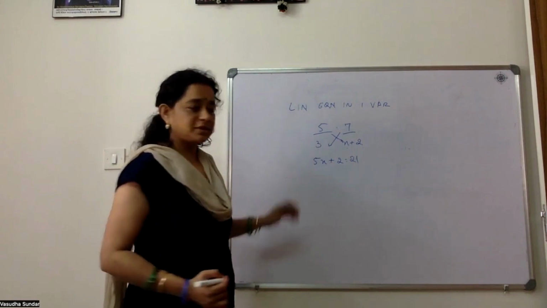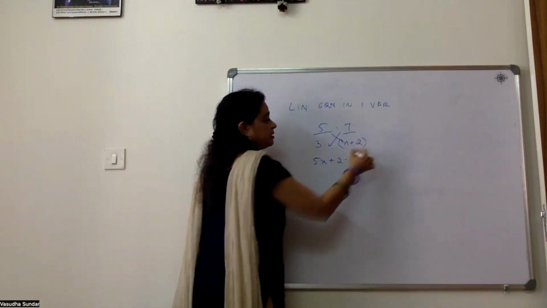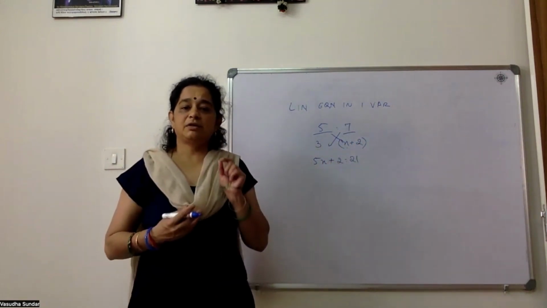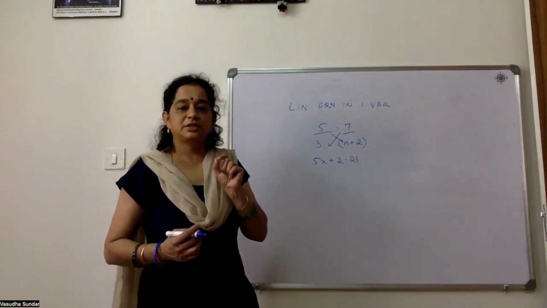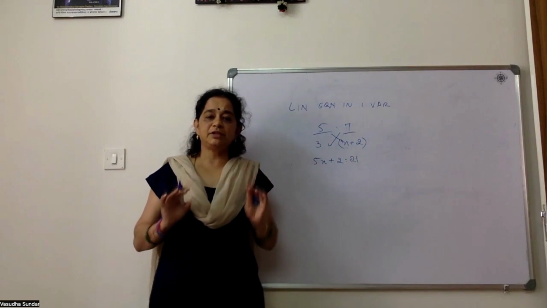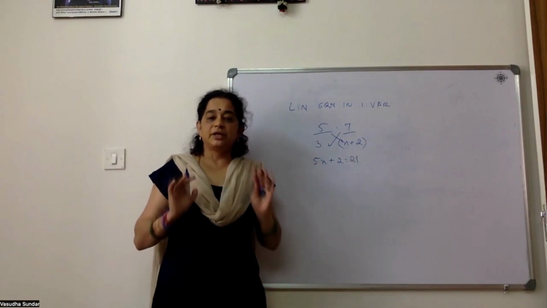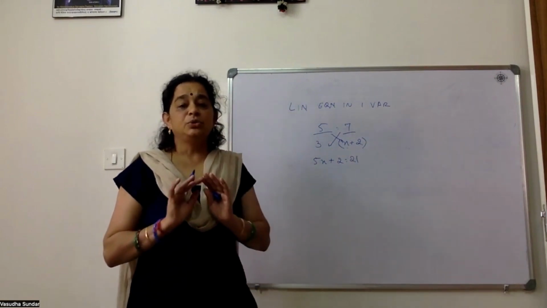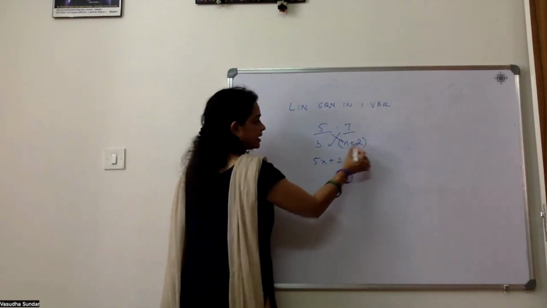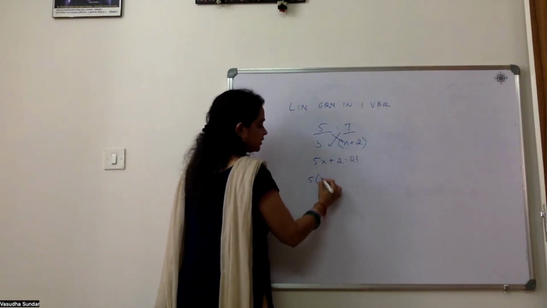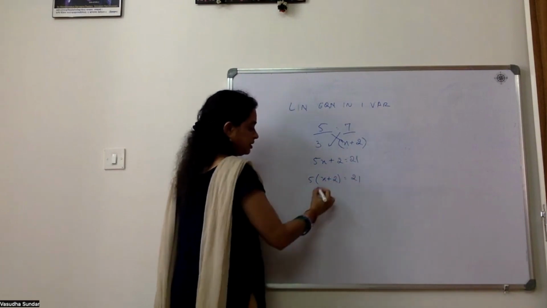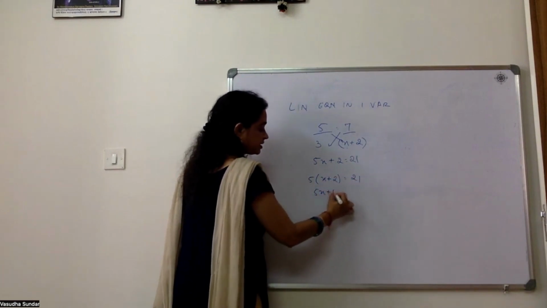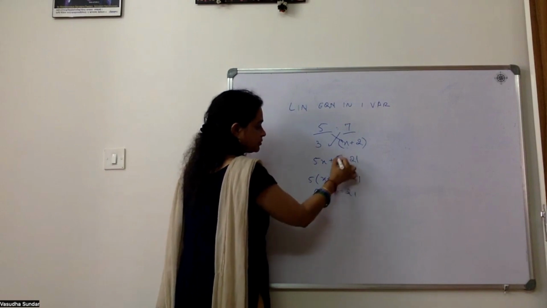Where has he made the mistake? In using brackets. Brackets are a very, very integral part of mathematics, especially in your learning stages. So try to use brackets whenever there is more than one term. Try to use brackets extensively. You will never go wrong. So when you use brackets, what happens? This becomes 5 into x plus 2 is equal to 21. So this is 5x plus 10 is equal to 21. Do you see the difference?